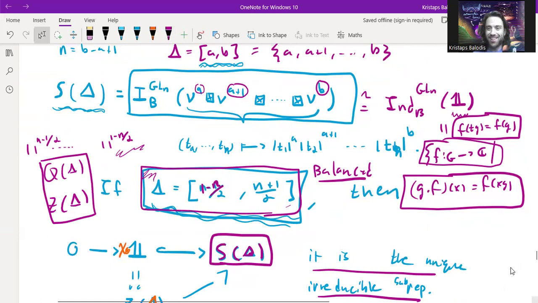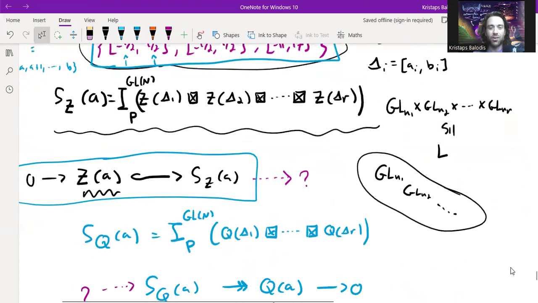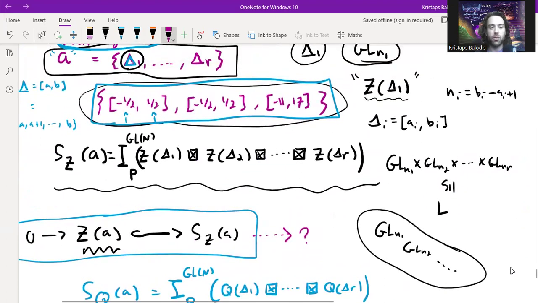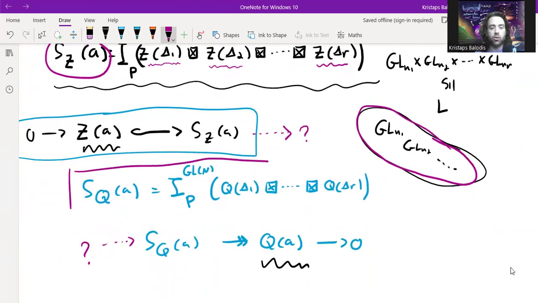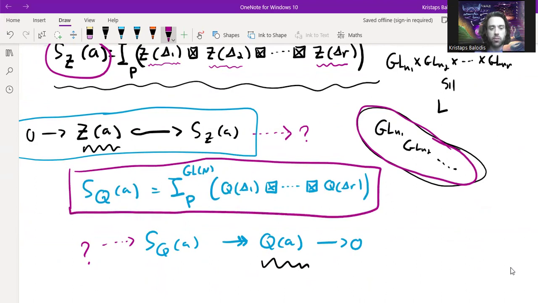We then repeated this process with these new representations that we get. So if I had a multi-segment that contained delta 1 up to delta R, then after obtaining those subs, I place all of these subs, Z delta 1 tensor product up to Z delta R, where of course this external tensor product is a representation of an appropriate Levi subgroup. I take this representation and I induce that up. So that's what I called S sub Z of the multi-segment a. And correspondingly, we had S sub Q of the multi-segment a, where we played the same game, but with our unique irreducible quotients attached to each segment.